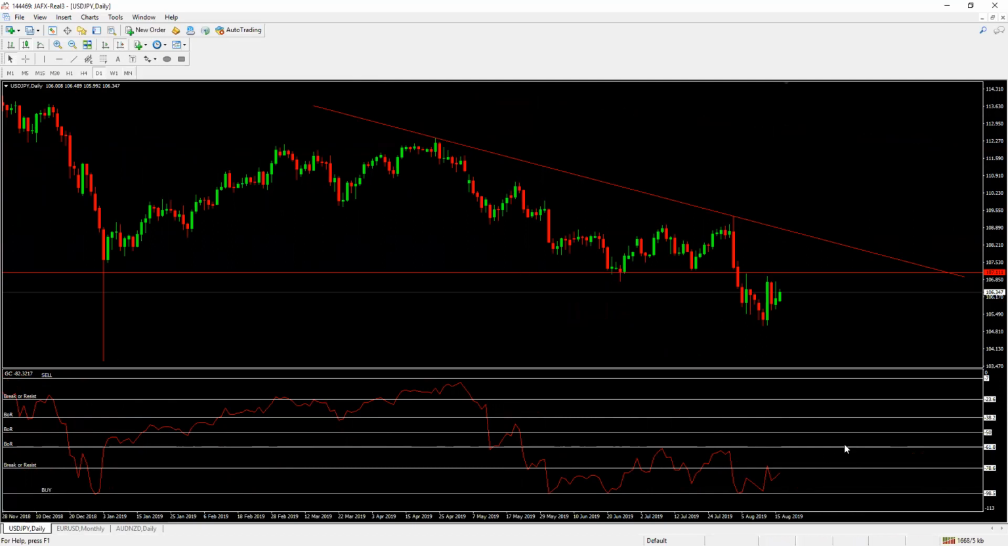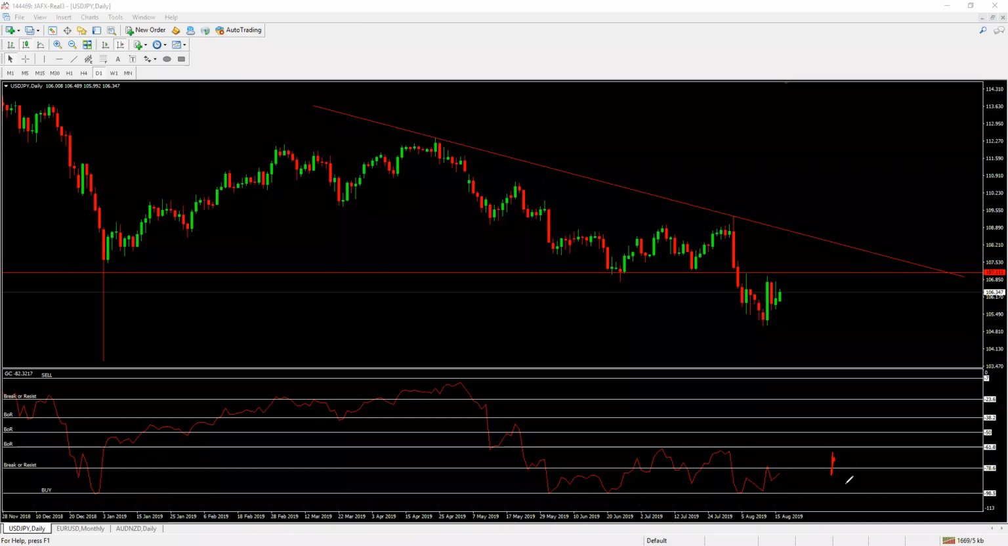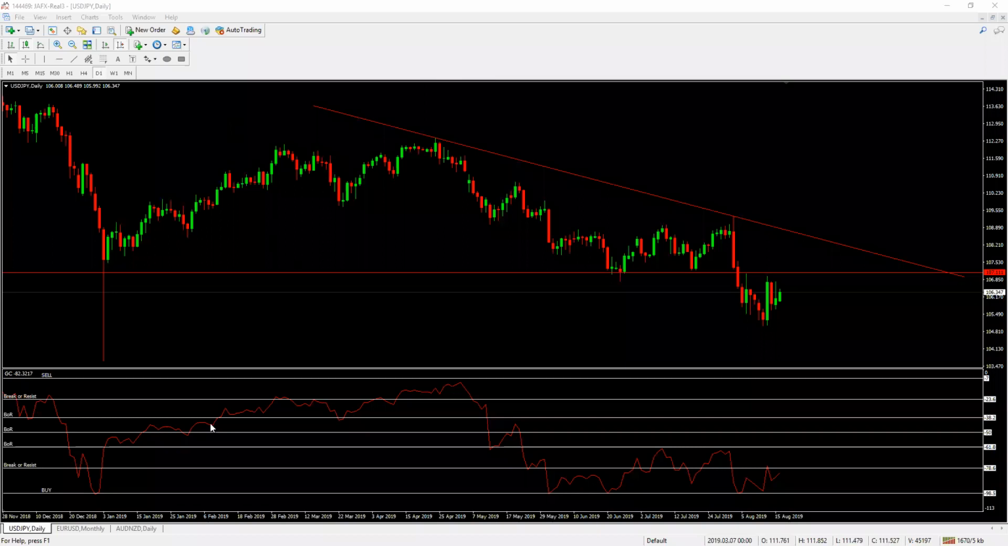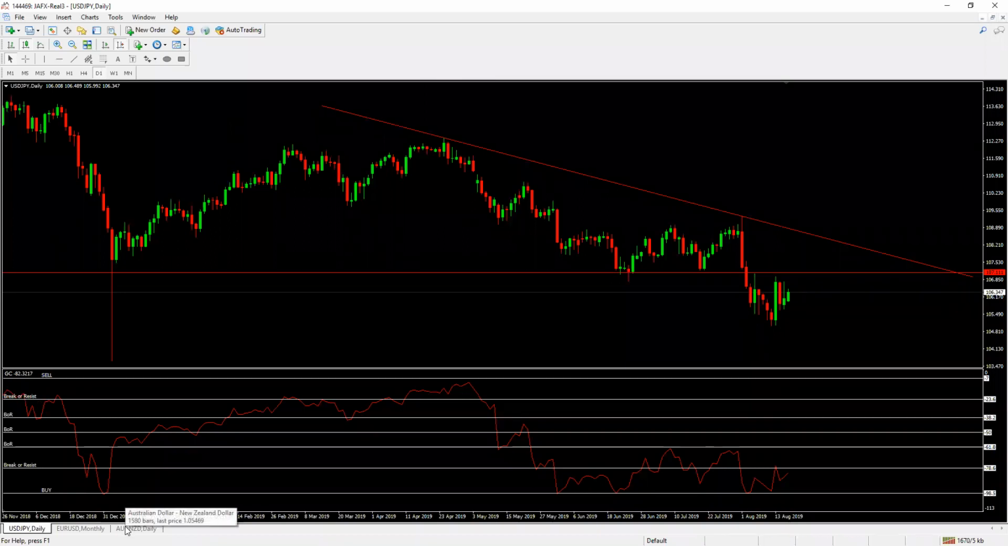Looks great. 78.2 breaker resistance below. Is it breaking? All right. Is it going to break or is it going to resist? Right? Break or resist. Same thing. Okay. That's USD JPY.